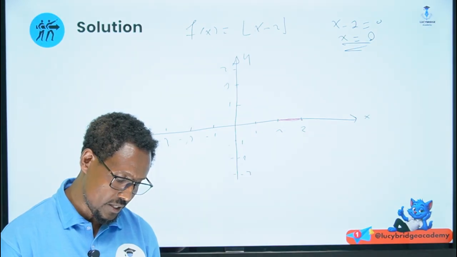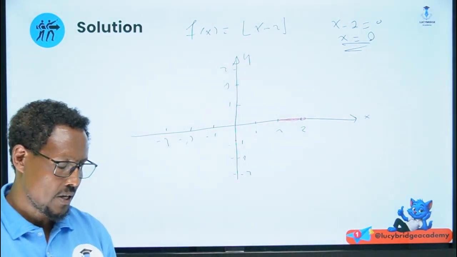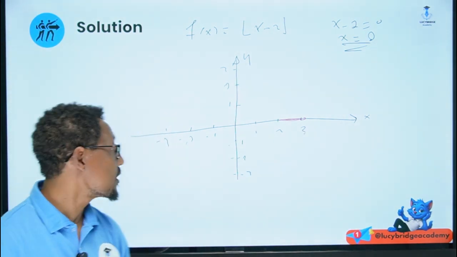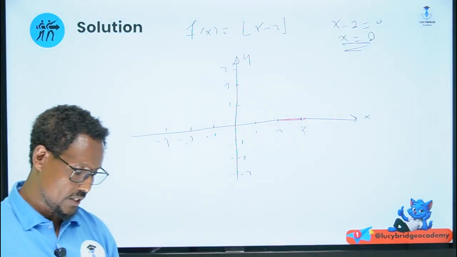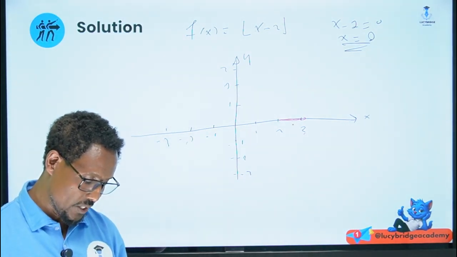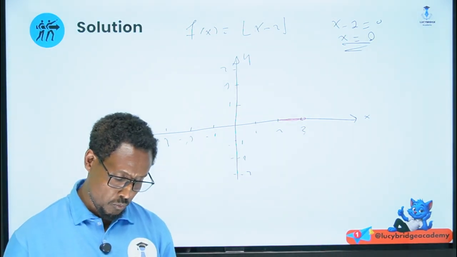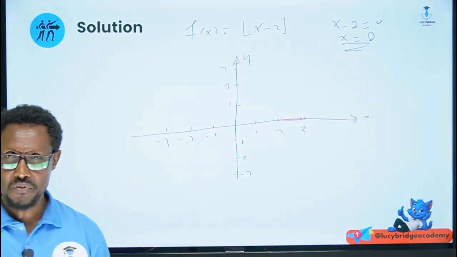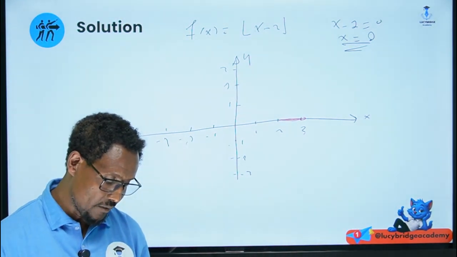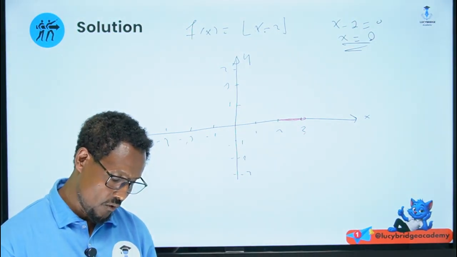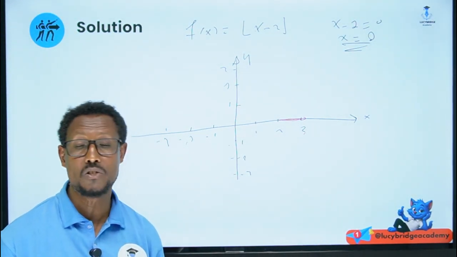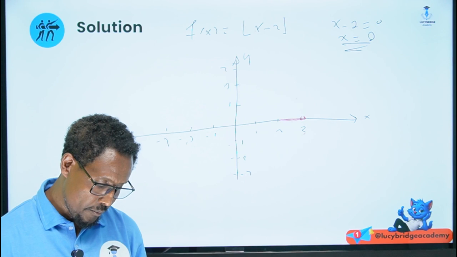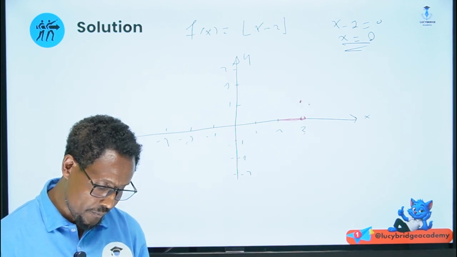So a hole, that means floor of, for example, floor of 2, how much is floor of 2? Floor of 2 is 2 minus 2, 0. Yes, floor of 2.1, okay? 2.5 minus 2 is 0.5. The floor of 0.5 is 0. So this is 0, but floor of 3, when the value of x is 3 minus 2, 1, the floor of 1 is 1. So here is a hole, but it is a point, okay?